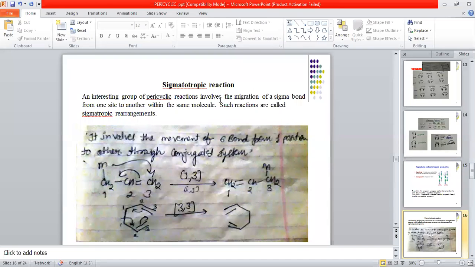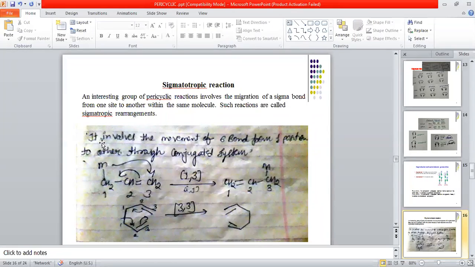Now as I told you, today we will discuss in detail the sigmatropic reactions. Under the sigmatropic reaction, again I have chosen my notes, so hopefully you may now understand my handwriting. Sigmatropic reaction, I already told you, involves a sigma bond: the movement of a sigma bond from a conjugated system is called a sigmatropic reaction.